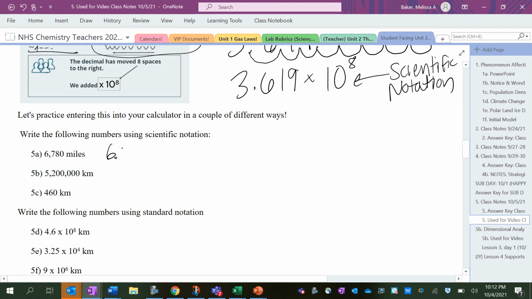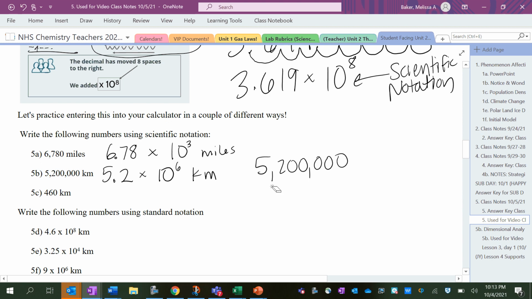So for this first one, we could do 6.78. We don't need to write the zero because that's just kind of a filler. But we would do times 10 to the 1/23 miles, keep the units. The next one would be 5.2 times 10 to the 1, 2, 3, 4, 5, 6 kilometers. And I'm going to show that with this number. So all I'm doing is I'm changing this comma to a period. And now I'm counting how many over do I have to move this decimal? 1, 2, 3, 4, 5, 6. And so that's why I did times 10 to the 6th. And then this one would be just 4.6 times 10 to the 2 kilometers.